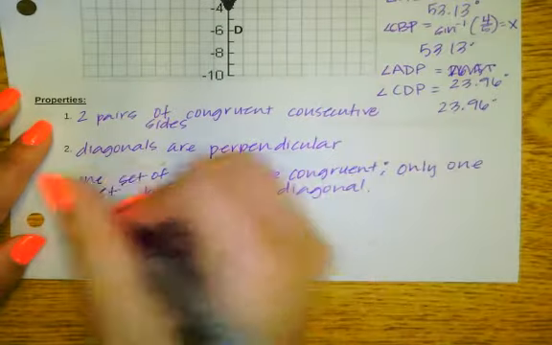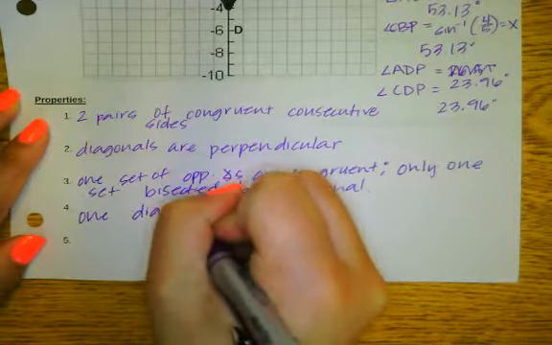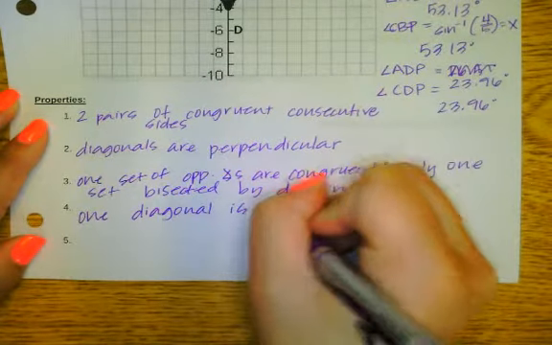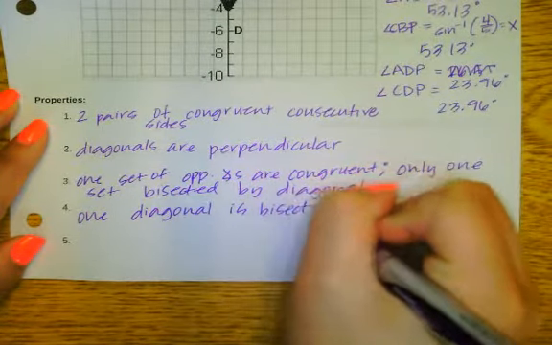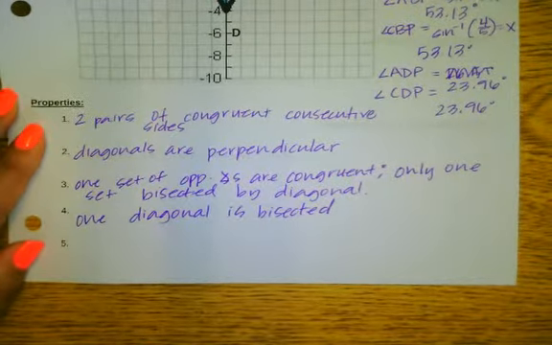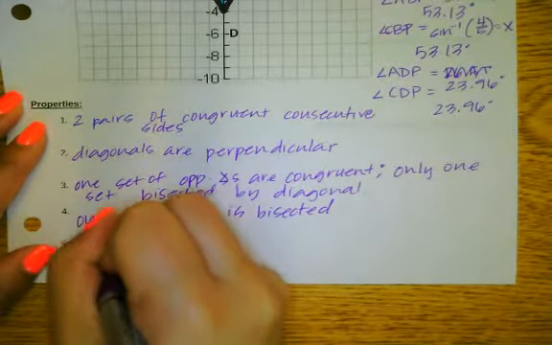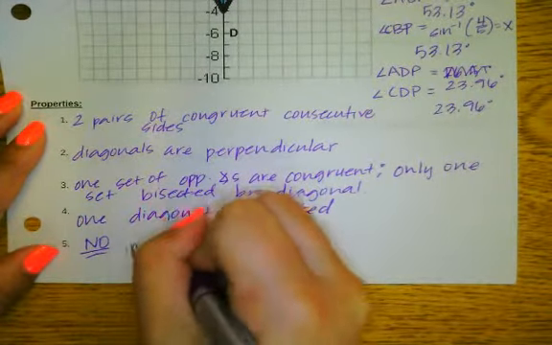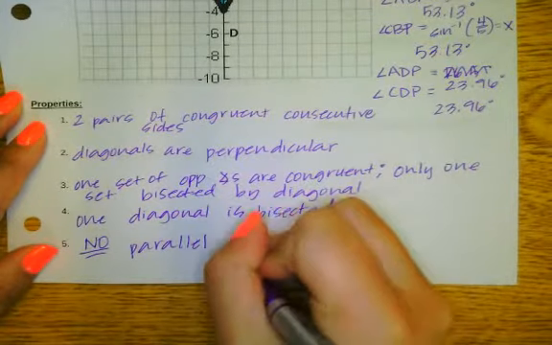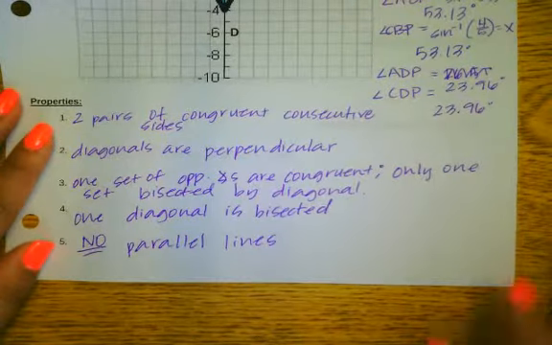4. One diagonal is bisected. So you have one set of angles bisected, and then you have one diagonal that is bisected. And then the last one is there are no parallel lines. And so this is why this lesson comes after the quiz, so that you don't get mixed up between parallelograms.